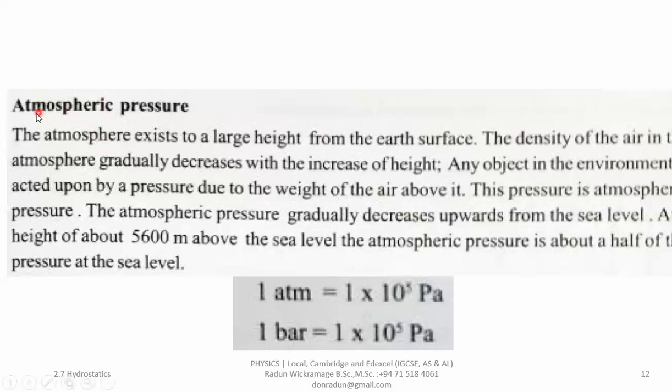I think you can write down the topic as atmospheric pressure. One atmosphere is equal to 1 into 10 to the power 5 pascals, and 1 bar is also 1 into 10 to the power 5 pascals. So 1 atm is equal to 1 bar.